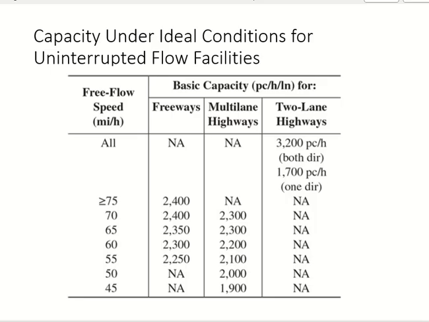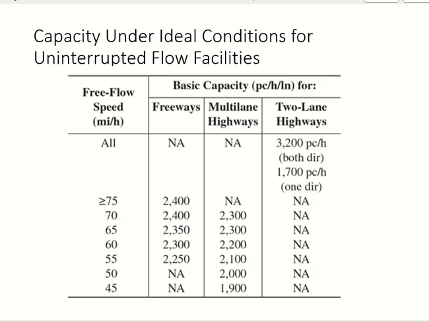Now, is it making sense? One direction goes up to 1700, and both combined only 3200. If one direction can go 1700, then both directions should go up to how much? 3400, right? 1700 multiplied by 2 is 3400. We will study this later on as well.